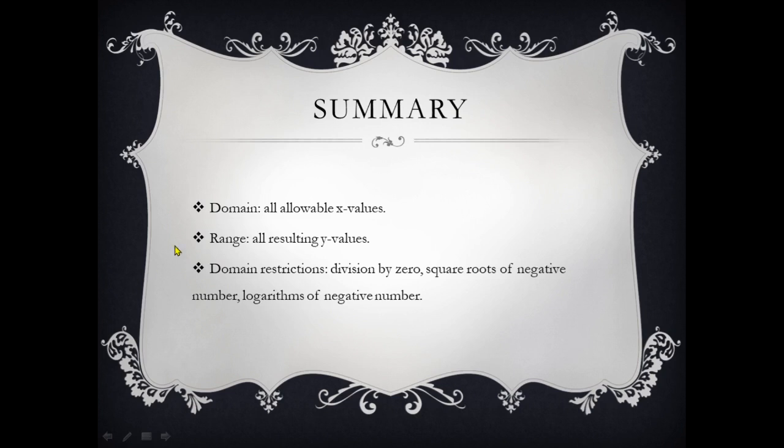Okay, let us revise all the points. The domain is the set of all possible input values. The set of all possible output values is called the range. The domain restrictions are division by 0, that is, the denominator should not be equal to 0, square roots of negative numbers, and logarithms of negative numbers. These are not allowed as input values of any real function.